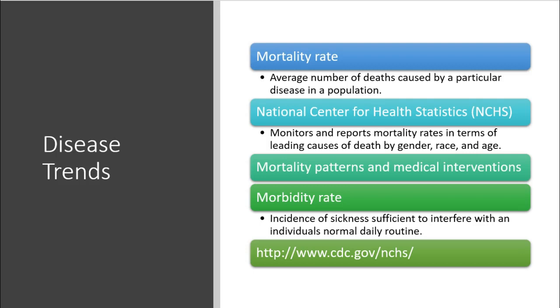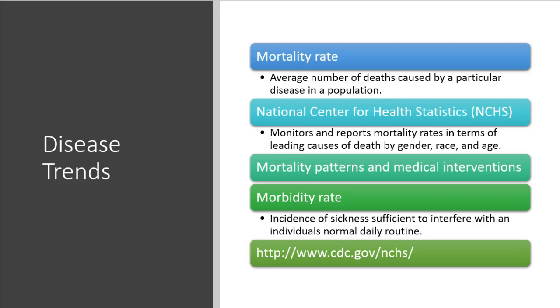So they look at the patterns and the medical interventions that are happening, and the mortality rate actually changes and evolves, going from typically people would die from cancer, and now people aren't dying from cancer at the rate that they were 20 years ago due to the advances in technology and medicine, where now people are dying from accidents or chronic illnesses. So we look at the mortality rate here. It's the incidence of sickness sufficient to interfere with an individual's normal life.